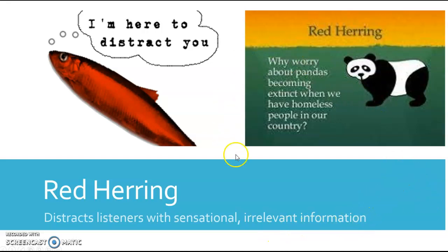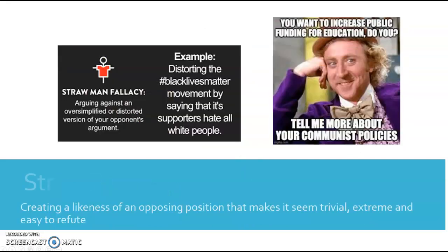So in the world of persuasion, we might see an example like this: why worry about pandas becoming extinct when we have homeless people in our country? Now, pandas and homeless people are both certainly worth worrying about. But what this fallacy does is it tries to distract with something sensational and then draw attention away from, or debunk the importance of, in this example, homeless people. That is a red herring. It's meant to distract.